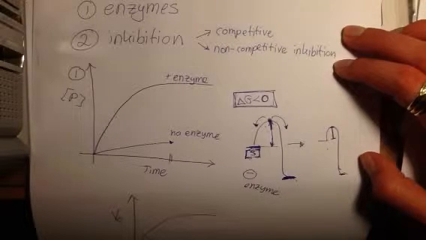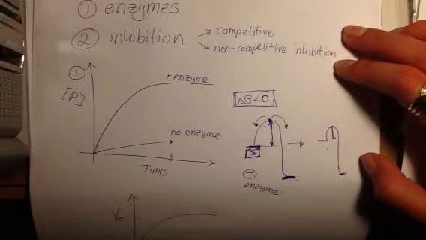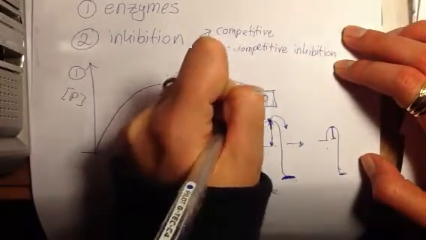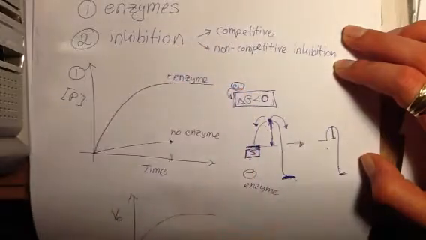So if they ask you in an exam if enzymes change the delta G, they never change the delta G. They can only help in cases where delta G is negative. Okay, so this is the first point that I want you to all know and understand.